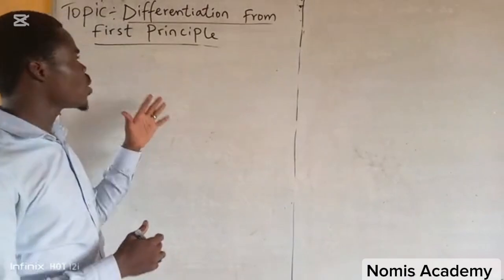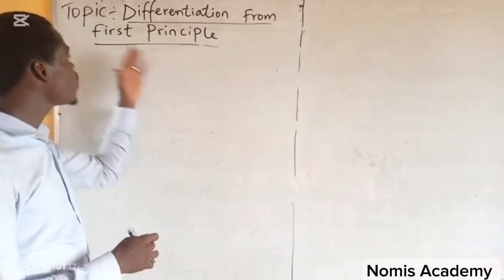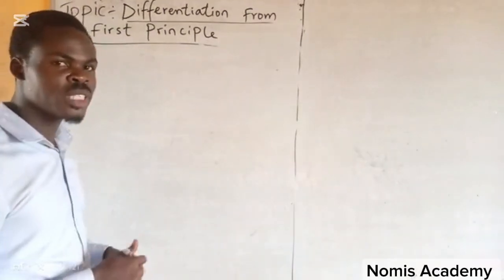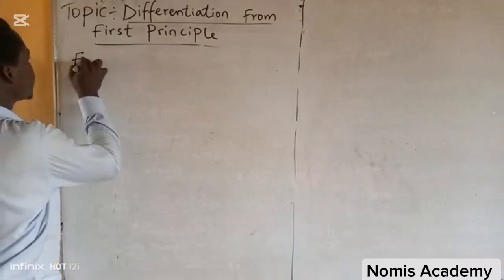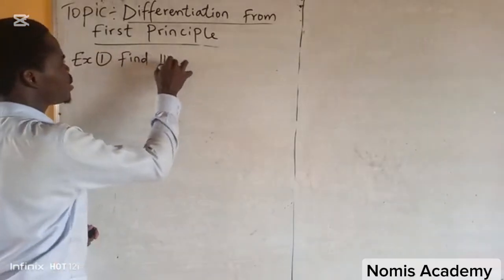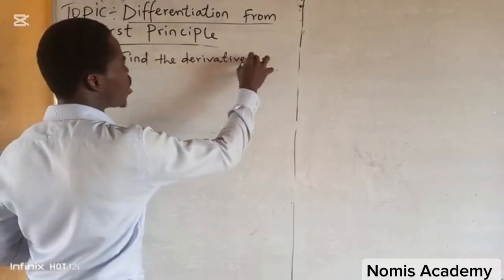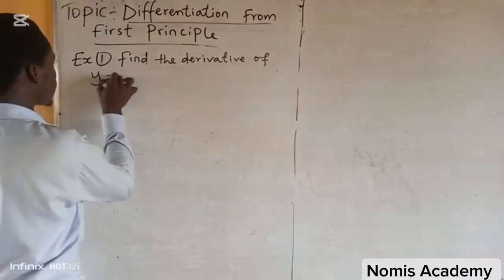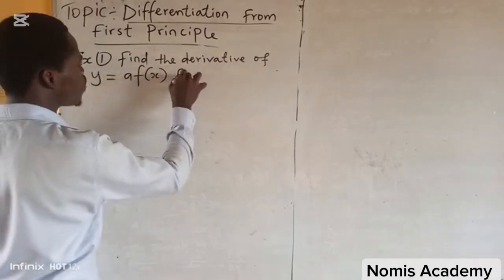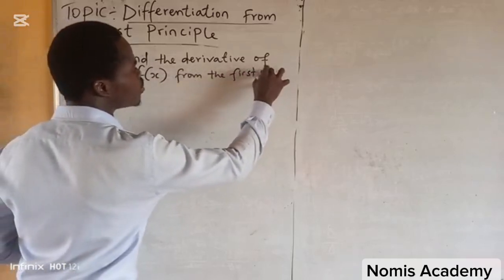In this video, we are going to learn how to find the derivative of a function from the first principle. Alright, let's pick the first example. Example 1. Find the derivative of y equal to a f of x from the first principle.